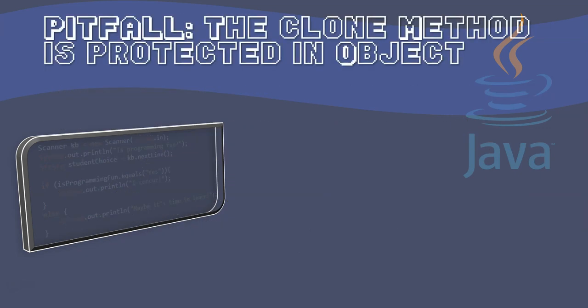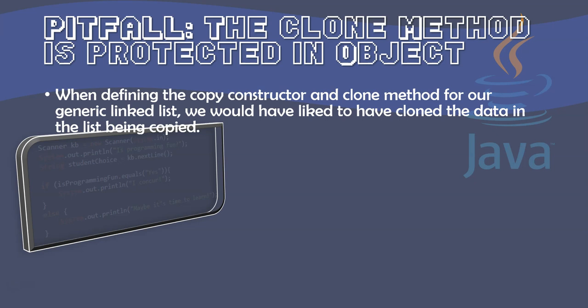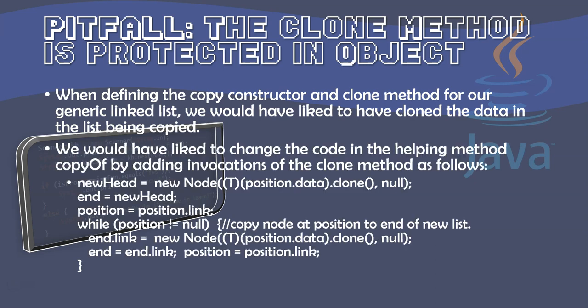Now we do start running into some pitfalls. As we mentioned before, this is a shallow copy, not a deep copy. And one of the reasons is that the clone method itself is protected within the Object class. So when we start defining our copy constructors and our clone methods for our generic linked list, we would like to say, hey, let's clone the data of the link being copied.